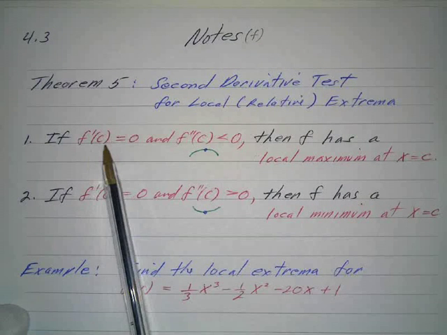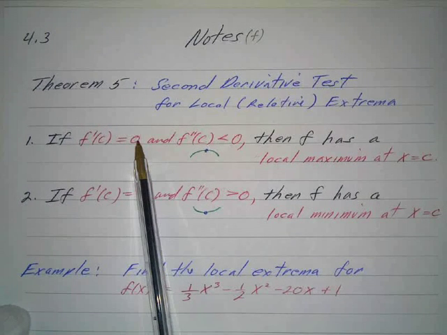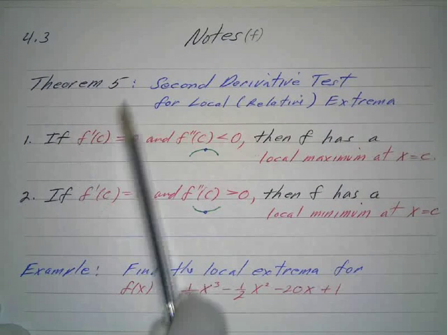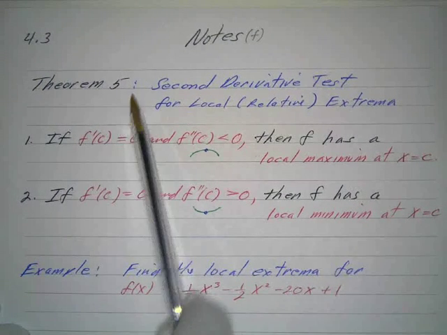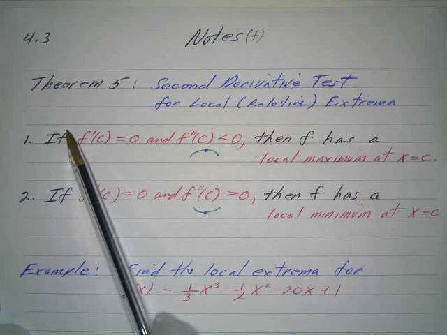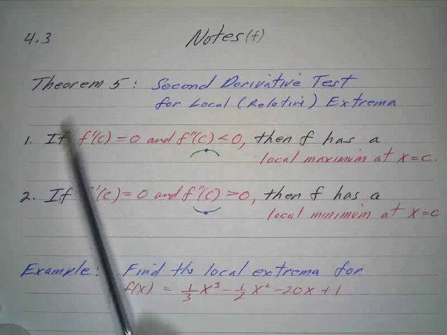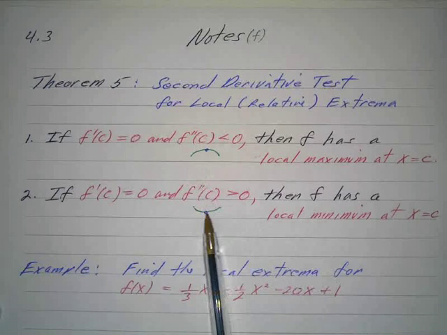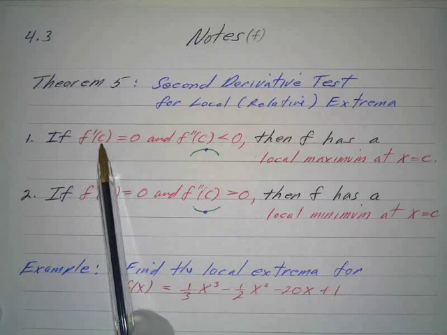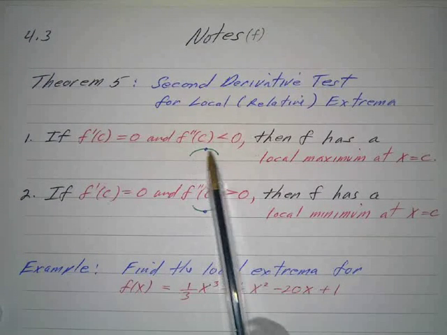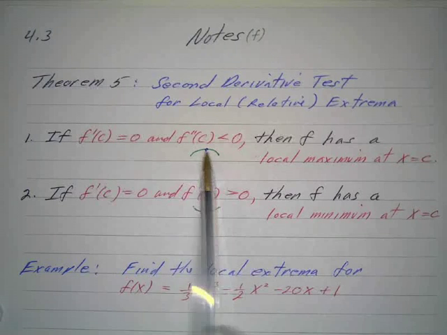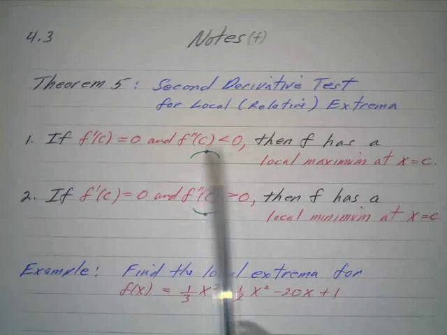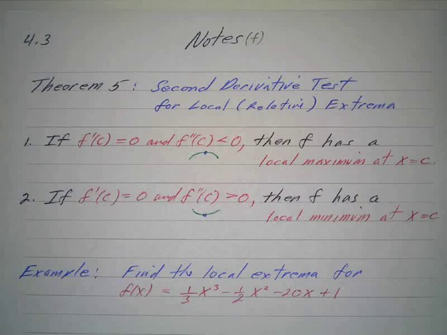If f prime of c equals 0, that means we have a horizontal tangent. That means it might look either like a U or a curved top, like a dome or an N. Either like this or like this. If f prime of c equals 0, so this is my function and the derivative is 0, that means I've got a horizontal tangent.